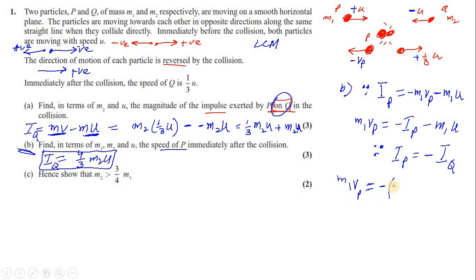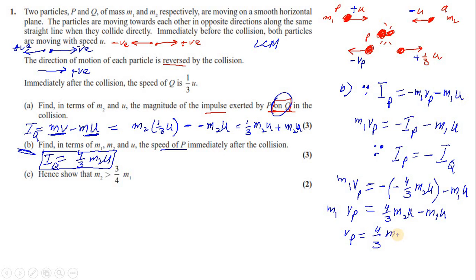So this is minus 4/3 of M2U and then minus M1U. And you just simplify this equation, so minus minus becomes positive. So 4/3 of M2U minus M1U. This is M1 Vp, and then to find Vp, divide by M1. So Vp would be equal to 4/3 of M2U divided by M1, minus M1U divided by M1, which is U.